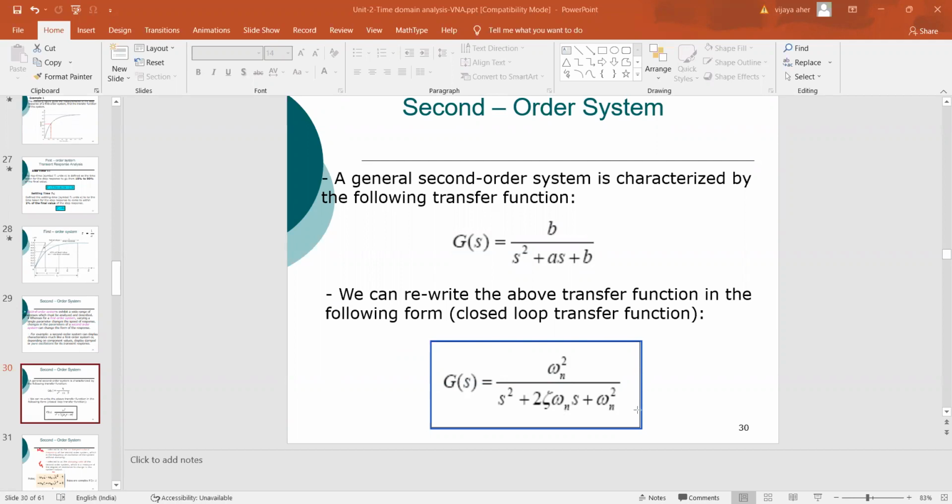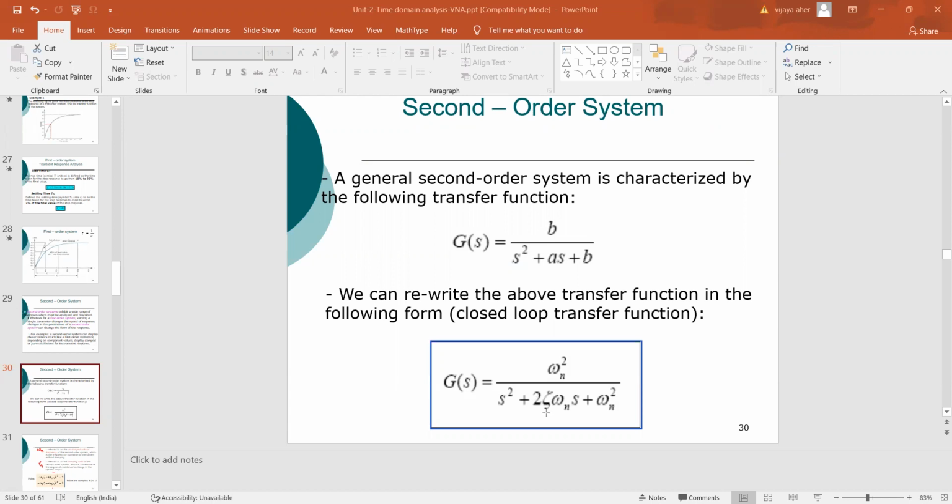So this is the closed loop transfer function for second order system. Please write in your notebook. G of s, give the heading second order system. This is the transfer function for closed loop. This is the closed loop transfer function for second order system. Please write, this equation is very important. G of s is equal to omega n square divided by s square plus 2 zeta omega n s plus omega n square. What is omega n? Please write, omega n is equal to natural frequency, and this zeta is nothing but damping factor.